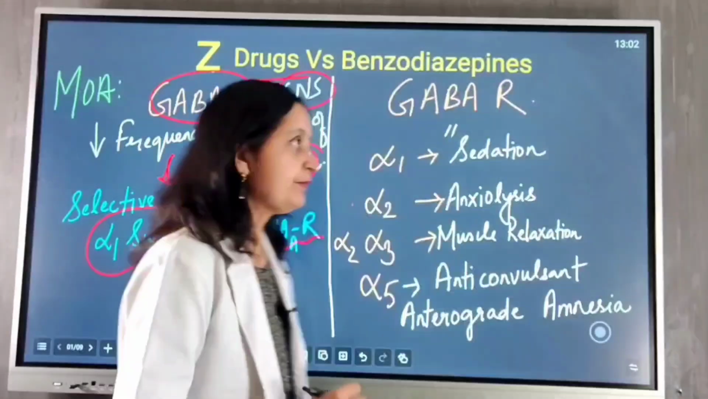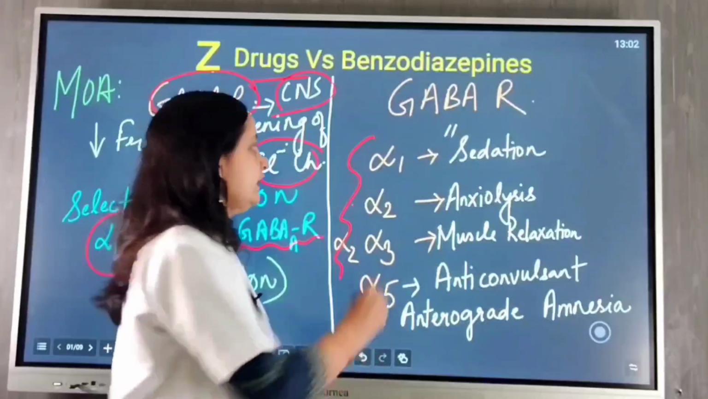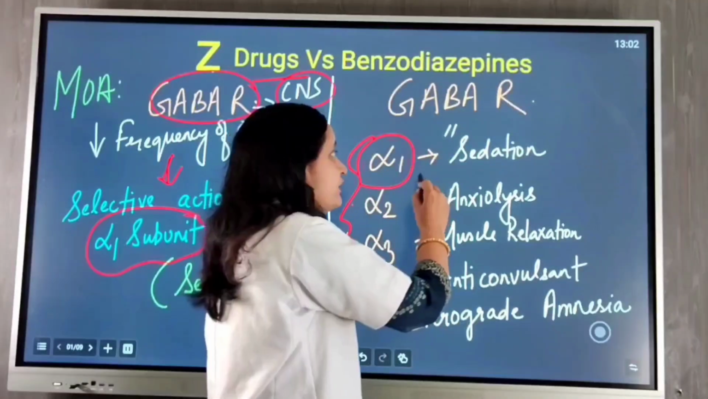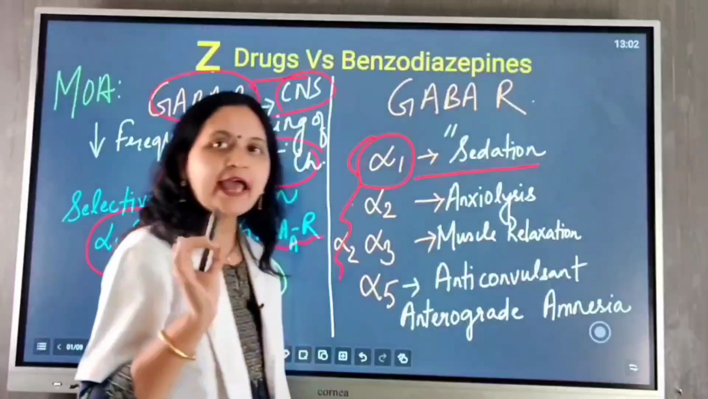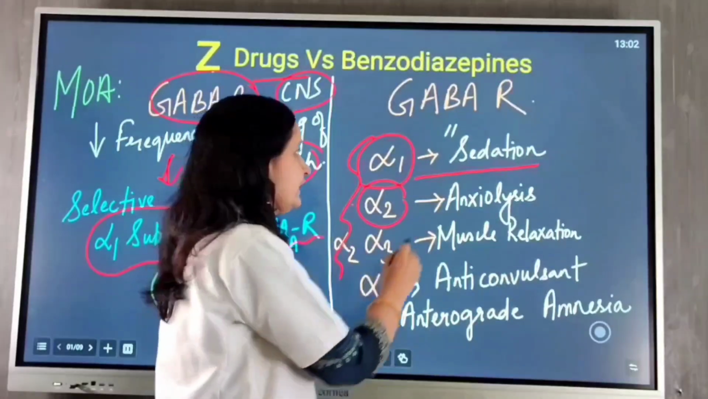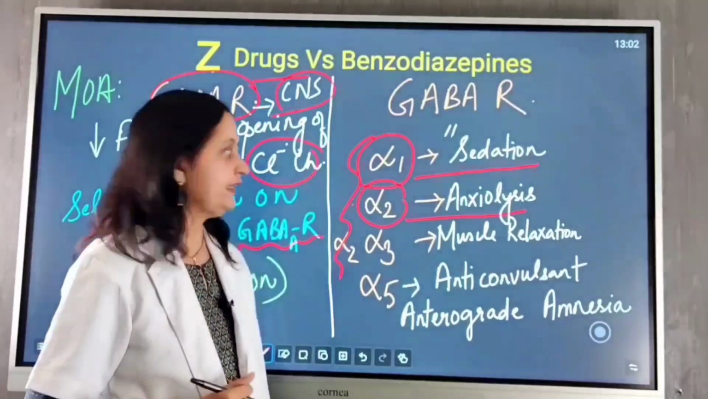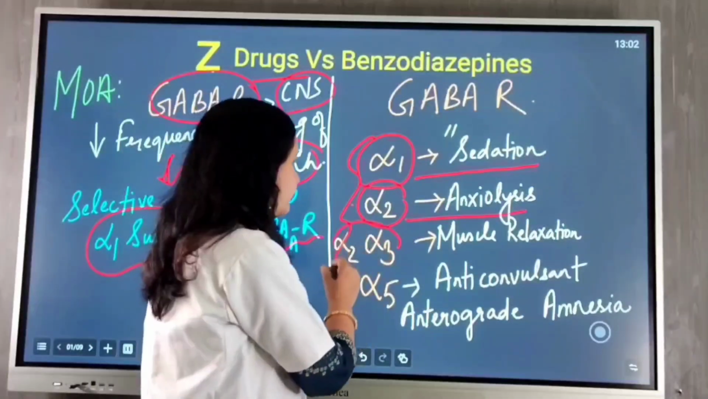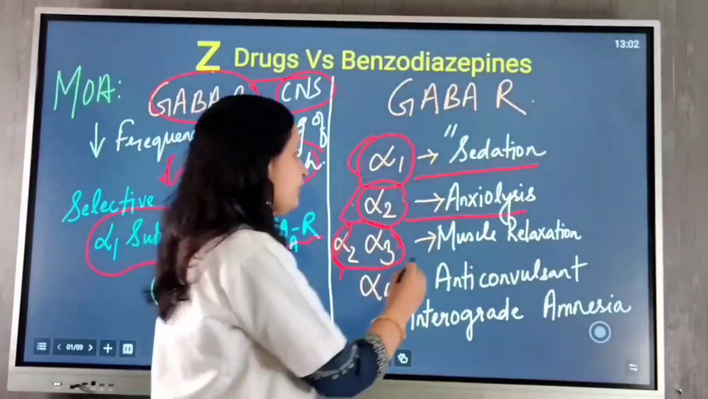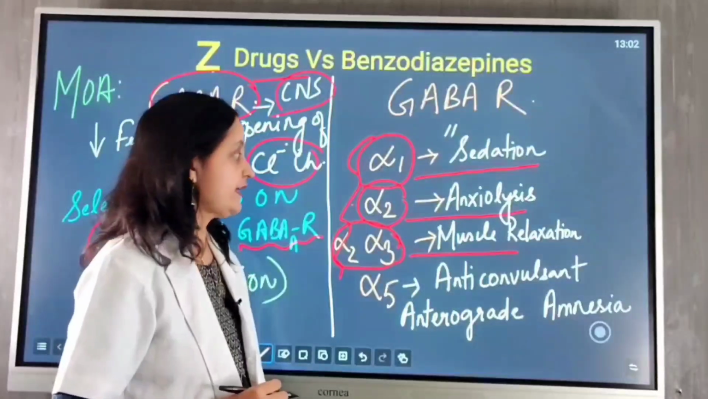Whereas benzodiazepines act on multiple subunits of the GABA-A receptor. The alpha-1 subunit that is responsible for sedation is activated. Also, the alpha-2 subunit is stimulated, leading to anxiolysis, so it is used as an anti-anxiety agent. Also, alpha-3, which is responsible for muscle relaxation, is activated by benzodiazepines.